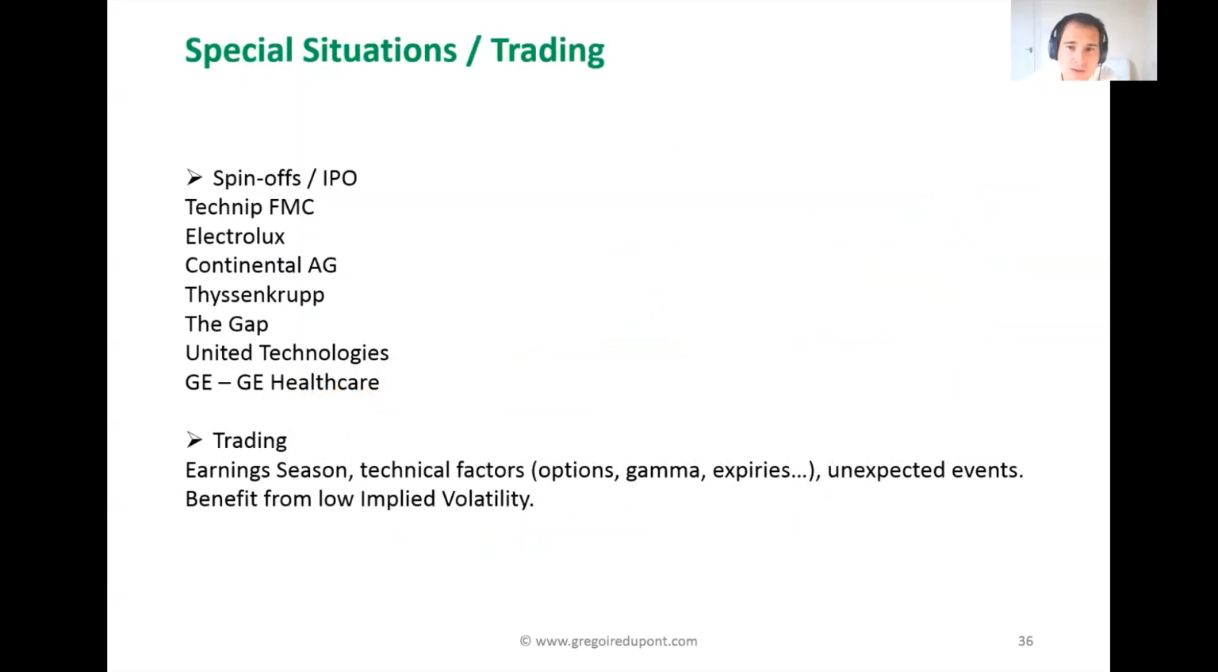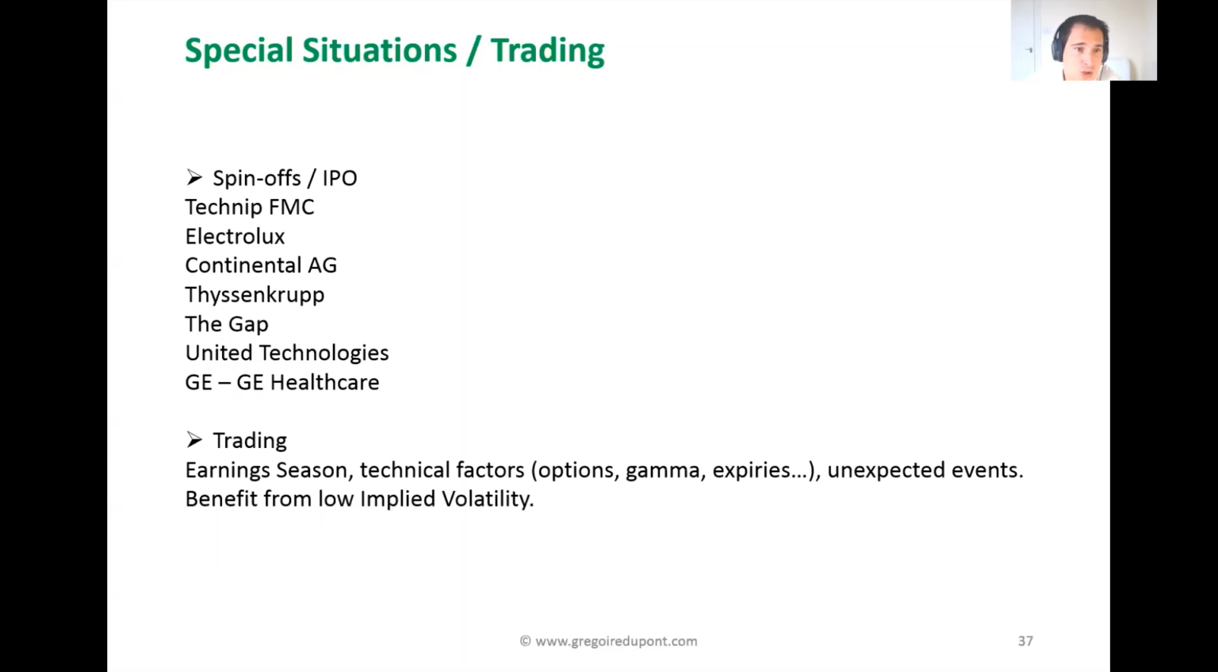So again, through the 4x4 video series, I try to teach you how to generate ideas through special situations and trading. The beauty of special situations, there is always special situations. So the downside is you need to work a lot because this is very time consuming, and probably the returns are lower, but there is always something to do.